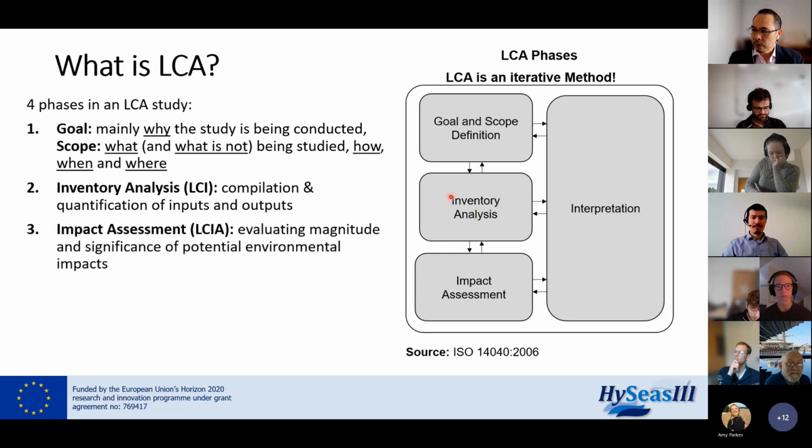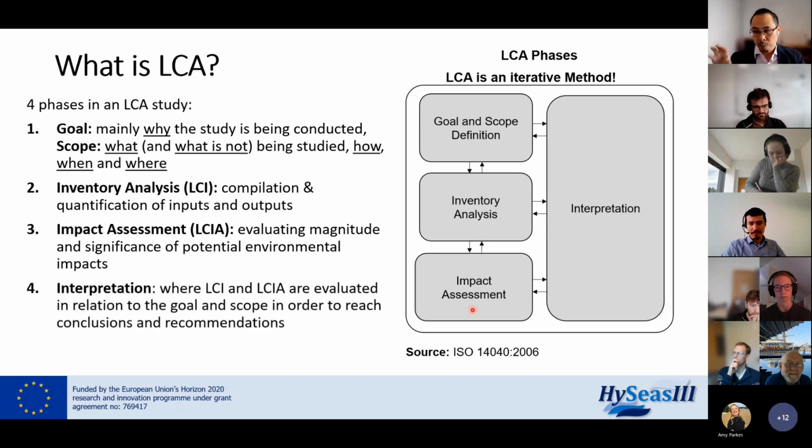And then after inventory analysis, you go into what's called an impact assessment. So you evaluate the magnitude and significance of potential environmental impacts. Once you've done that, you can then interpret your results.